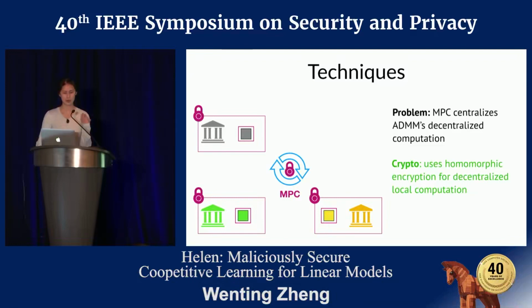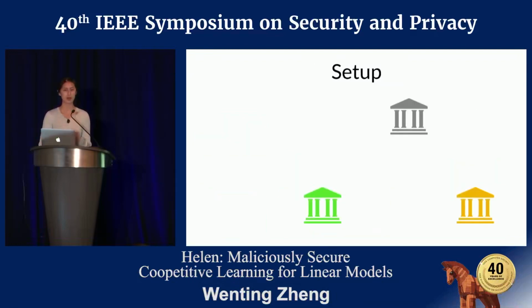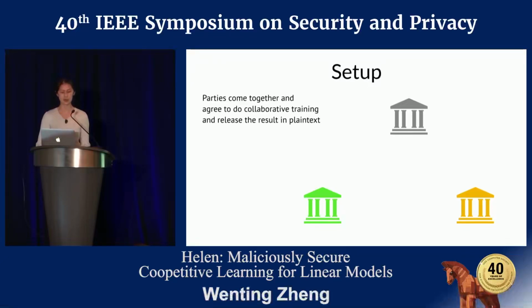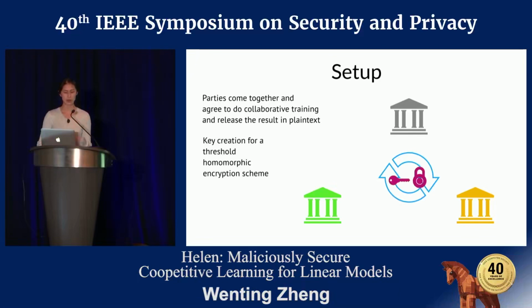Okay, so that is an overview of our techniques, and now I'm going to quickly go through Helen's workflow. The first stage in Helen is the setup, when the parties need to come together and agree to do collaborative training, and also to agree that they will release the result, which is the model, in plain text. During the setup phase, the parties also need to do a one-time initialization step to generate some parameters that Helen will utilize during the actual training. In this case, we are creating a threshold homomorphic encryption scheme that gives us the strong security guarantees that we have.